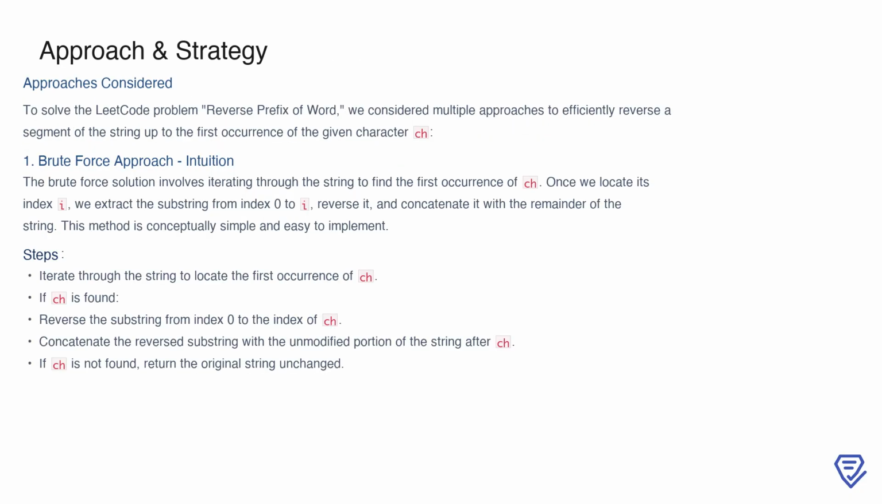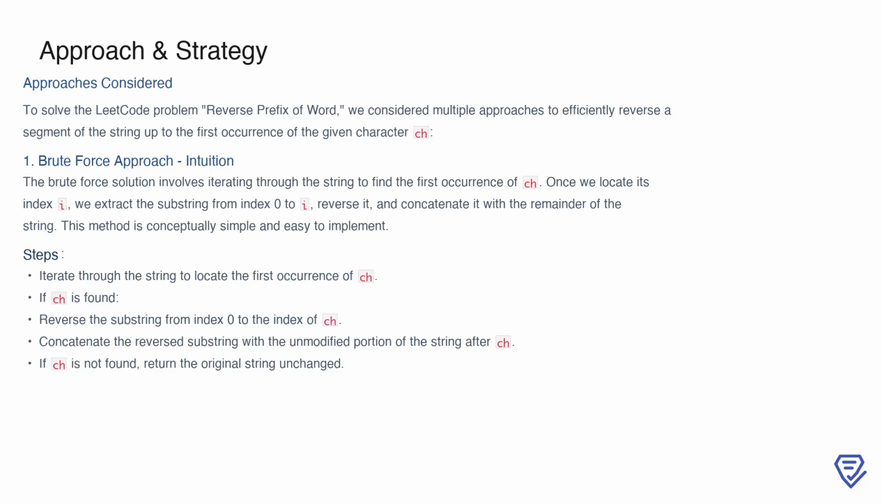To tackle the problem of reversing the prefix of a word up to the first occurrence of a given character, we explored multiple strategies. The first and most straightforward approach is the brute force method. The intuition here is simple. We iterate through the string to locate the first occurrence of the character ch. Once we find its index, we extract the substring from the start of the string up to that index, reverse it, and then concatenate it with the remaining portion of the string. This approach is easy to conceptualize and implement.